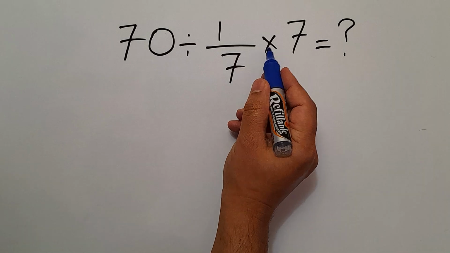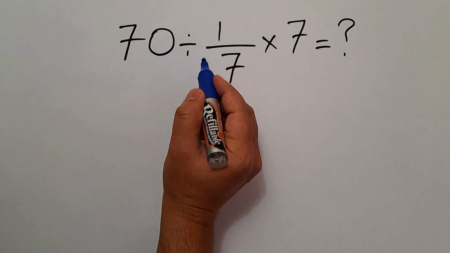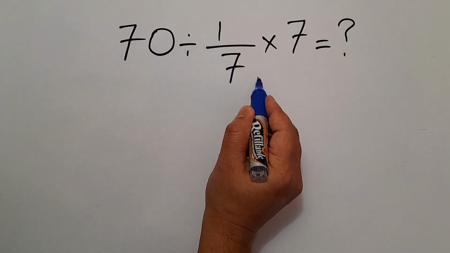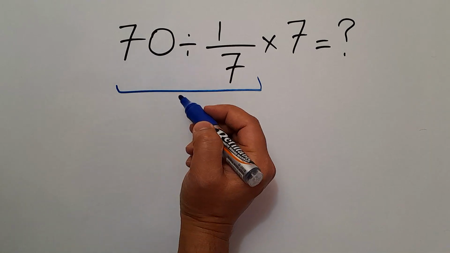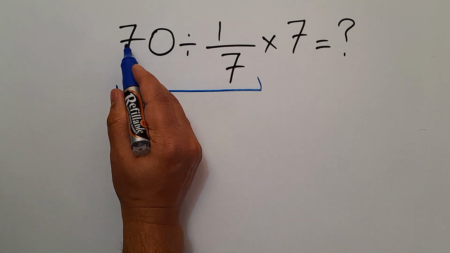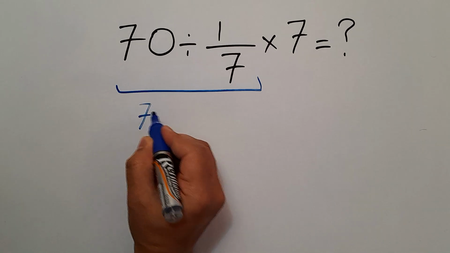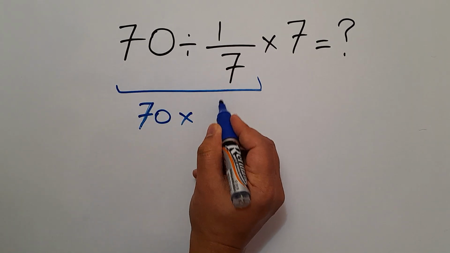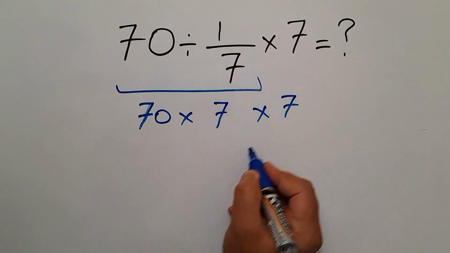As we know, multiplication and division have equal priority and we have to work from left to right. So first this division, 70 divided by 1 over 7. Here we use the KCF rule. According to the KCF rule, 70 divided by 1 over 7 can be written as 70 times just 7, and we have here times 7.